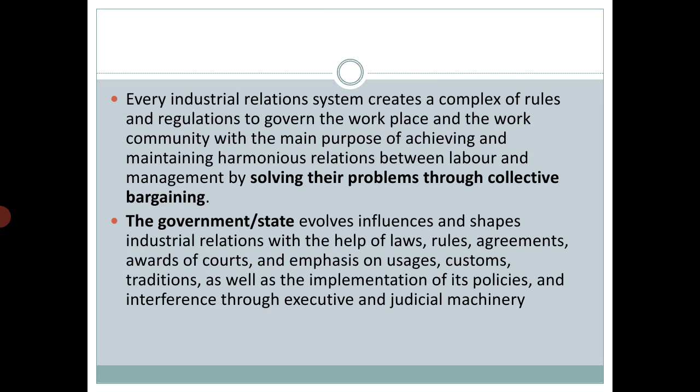The salient features of industrial relations are: the first one, parties in industrial relations activities. Basically, there are two parties which are associated with industrial relations. The first party is the worker and the other party is the management.